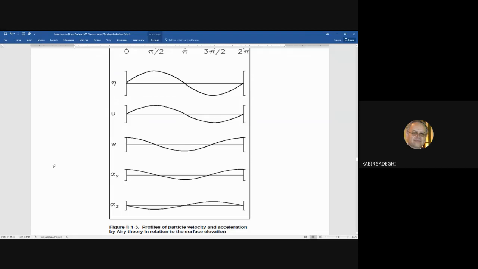But this shows graphically the relation between the surface water, seawater profile, horizontal velocity of the water particle, vertical velocity of the water particle, horizontal acceleration of the water particle, and vertical acceleration of the water particle. So this graph shows profiles of particle velocities and accelerations by Airy theory in relation to the surface elevation. The first one was the surface elevation, crest, trough, and etc.